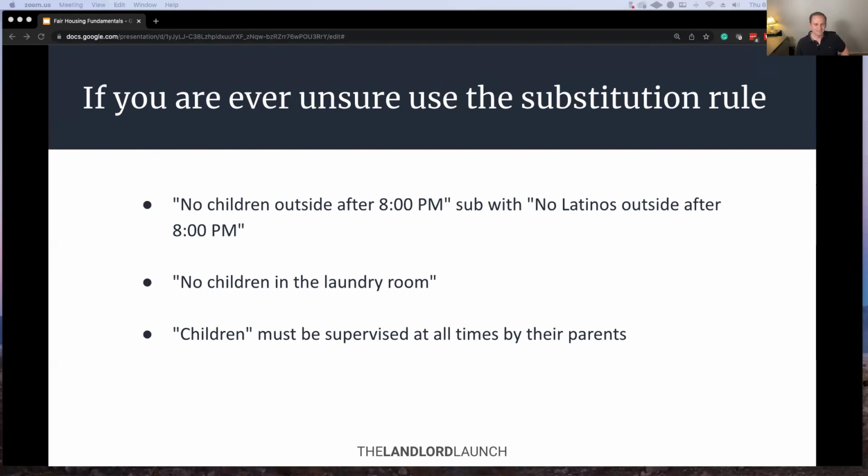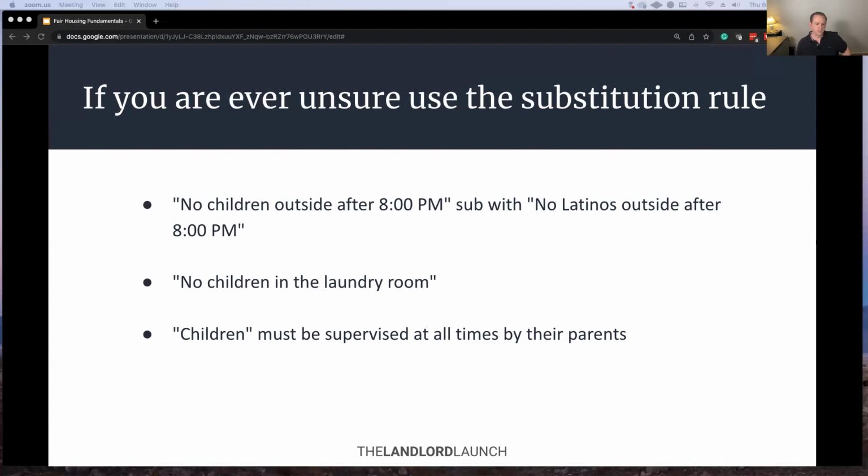I mean, it makes no sense. There's an argument to say no children in a laundry room is a safety deal, but you can say something like no unsupervised children, or children must be supervised by a parent. That would be okay because it's a safety issue, but you can't just say no children in a laundry room.